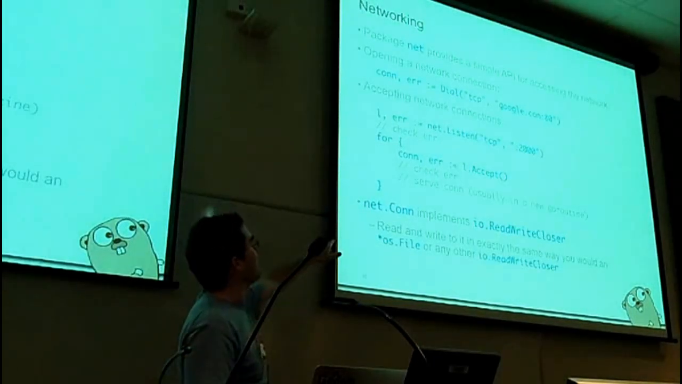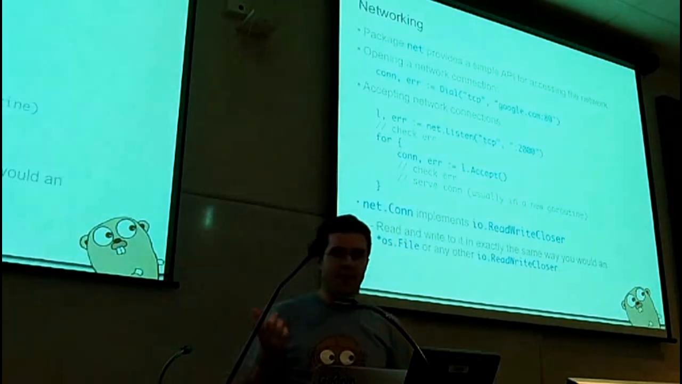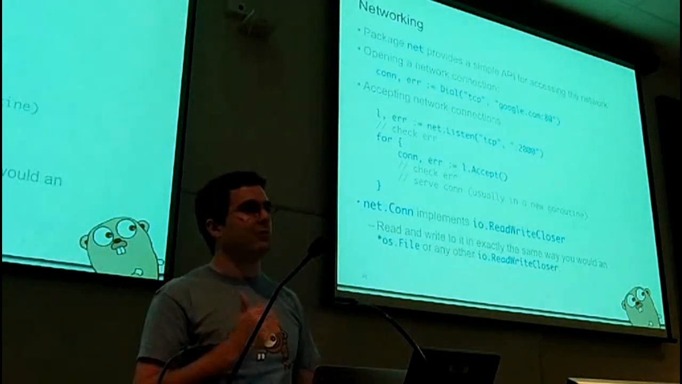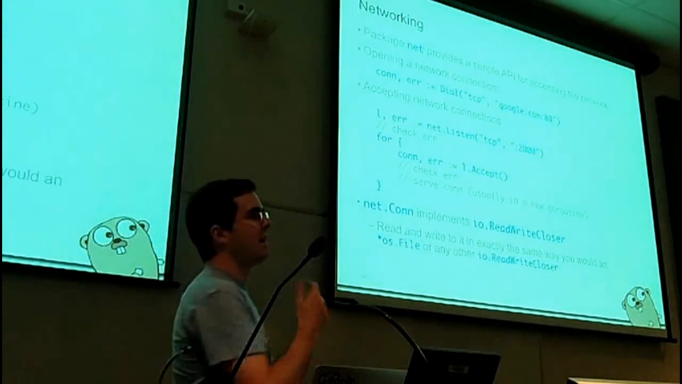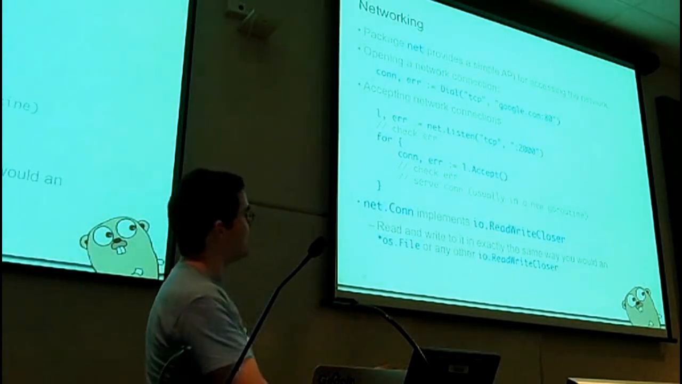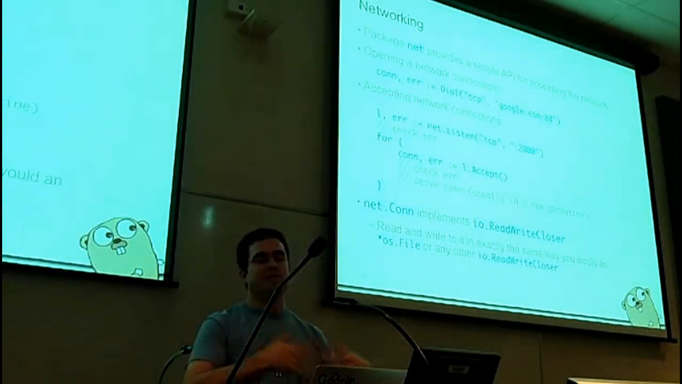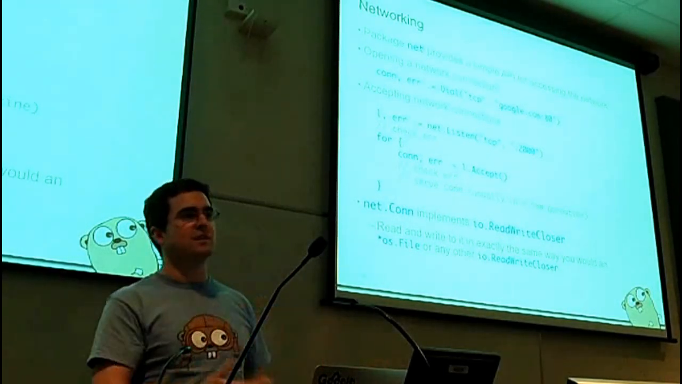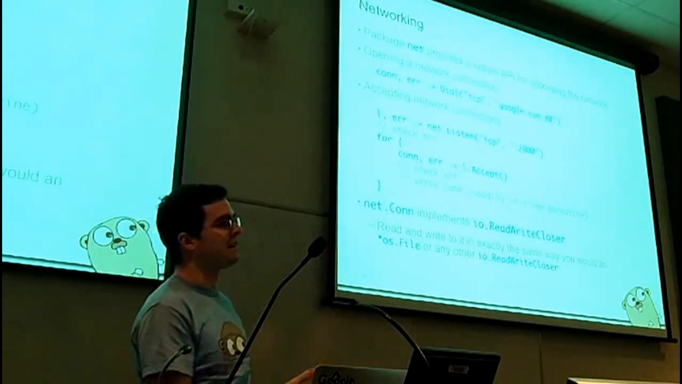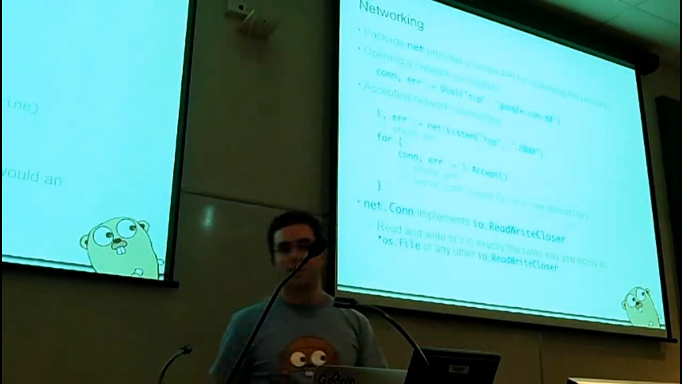And the nice thing is that the returned con is a net.Conn, and that implements the IO read-write closer, which is an IO reader, an IO writer, and an IO closer. And those are the same interfaces that you get from a file from the OS package, or that you get from anything that implements some kind of streaming interface. So it means that you can use all the functions that expect these IO interfaces, regardless of whether it's a net connection or a file or anything else.